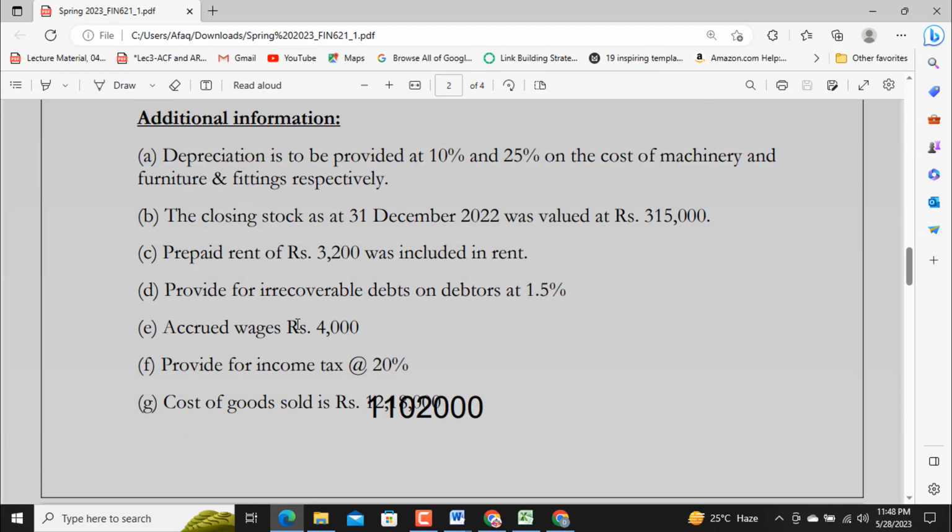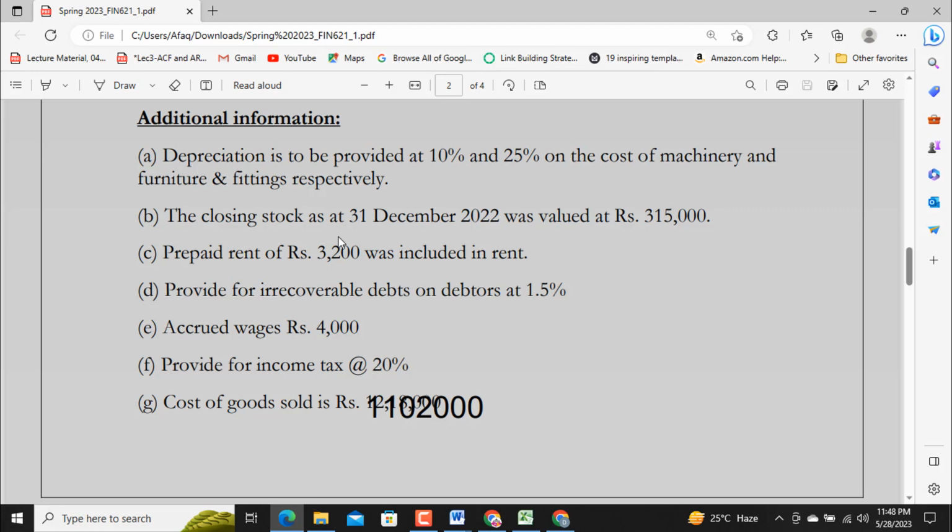Now the second additional information is regarding the closing stock at 31st December 2022, which was valued at rupees 3,115. This will go to both the income statement as well as the balance sheet under the current assets. So we are going to identify the accounts which are affected by this additional information.